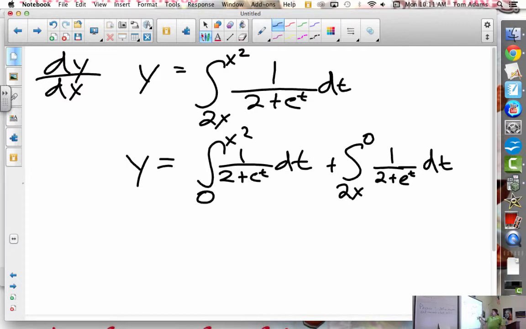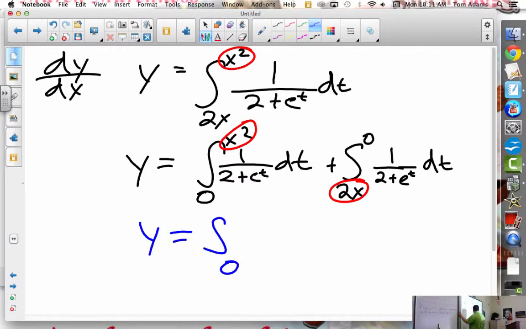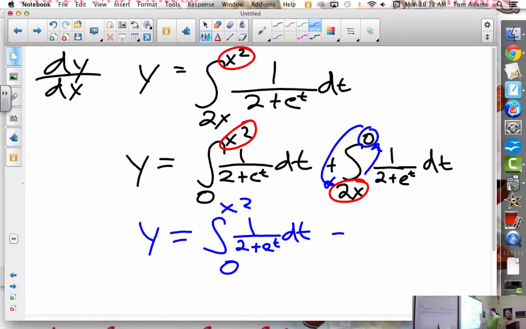Now, because I've written it this way, x squared is the upper limit here, so I need to keep that up here. 2x is the lower limit, so I need to keep that in the bottom. Now, the fundamental theorem of calculus only works if I have a constant on the bottom and the variable, in this case x, on the top. So I need to switch these around, which means I just put a negative sign in the front. So now I can evaluate the integral from 0 to 2x of 1 over 2 plus e to the t dt.